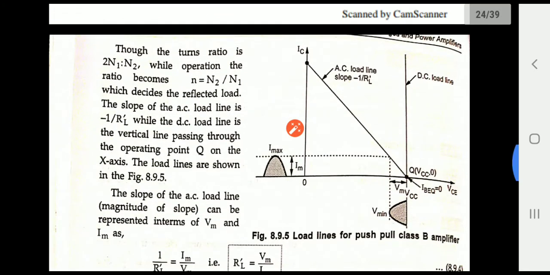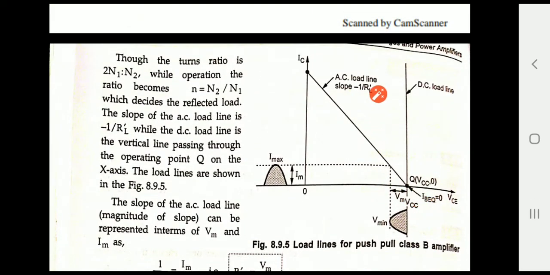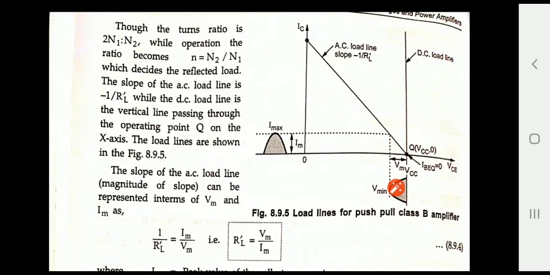Here, as shown in the graphical representation, the turns ratio, if there is no operation here, is 2N1 to N2. If there is an operation, it becomes N1 to N2. Hence, the turns ratio is written as N2 by N1. This graphical representation I already explained in the classification of power amplifiers. Here, the Q point is placed along the x-axis. This is the DC load line. The DC load line is a vertical straight line because the output transformer is ideal and the winding resistance is 0, and 1 by 0 becomes infinite.